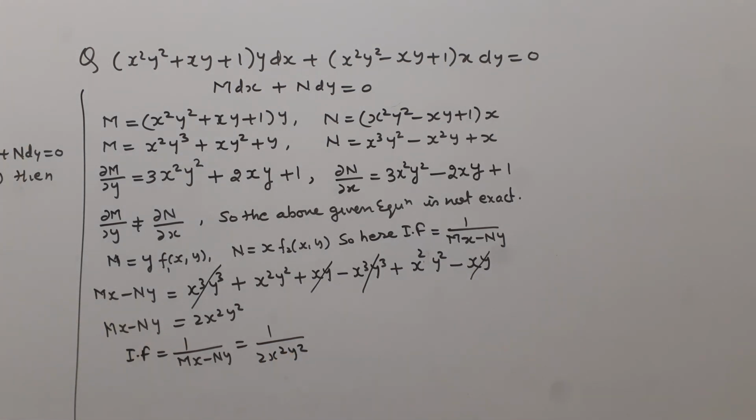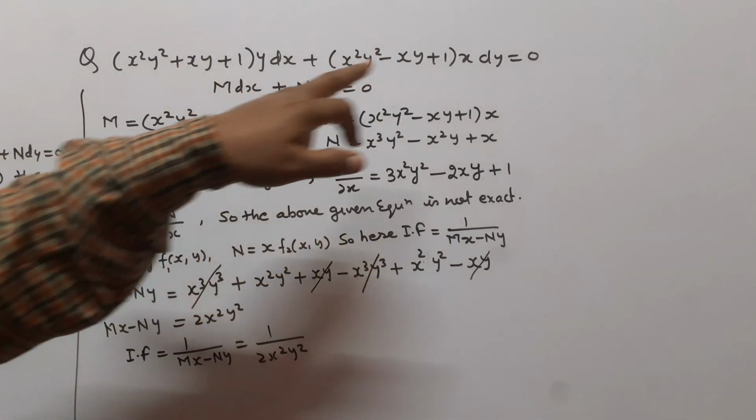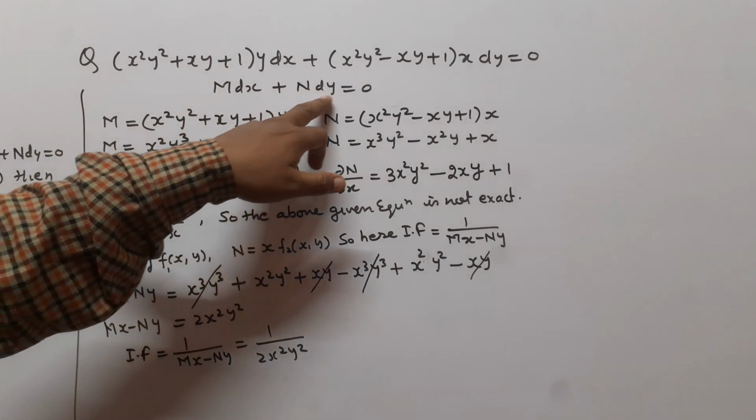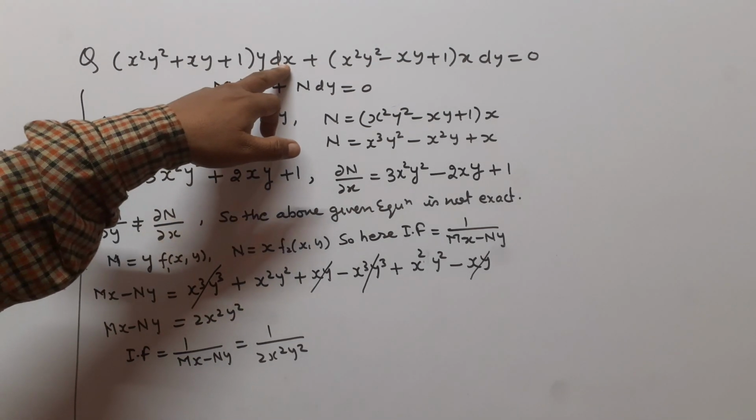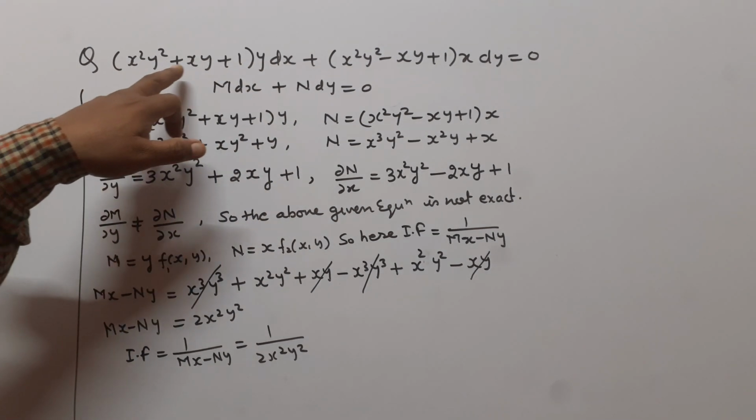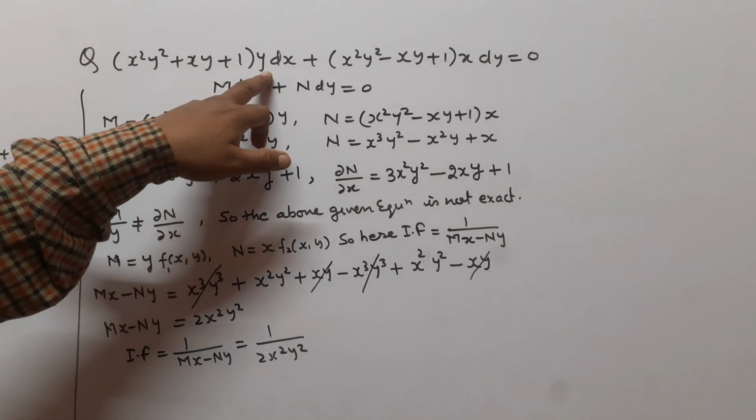Since the given differential equation is in the form M dx plus N dy is equal to 0, first we compare this given differential equation with M dx plus N dy is equal to 0. Here the coefficient of dx is M, which is (x square y square plus xy plus 1) multiplied by y.